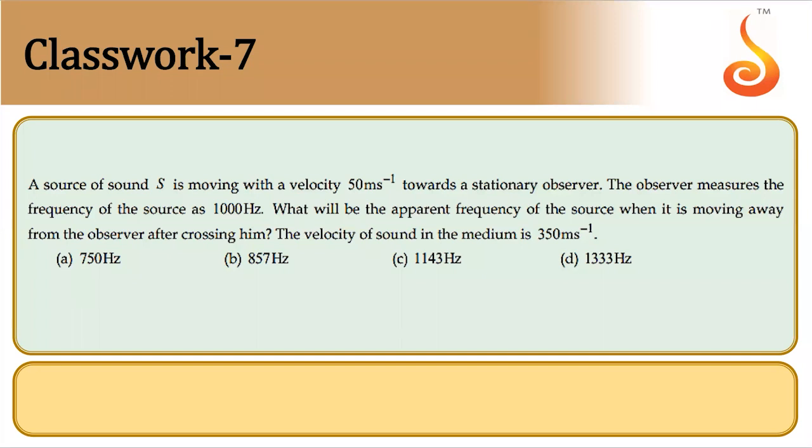See, when the source is approaching the observer, the frequency heard, let it be f dash, is equal to f into v divided by v minus vs. We had used it in the previous problem, second problem. When it is moving away from the observer, after crossing the observer, let it be f double dash. That should be f into v divided by v plus vs. We need f double dash.